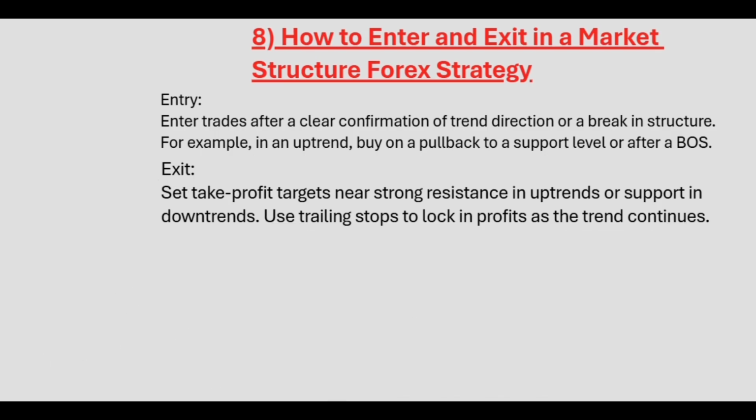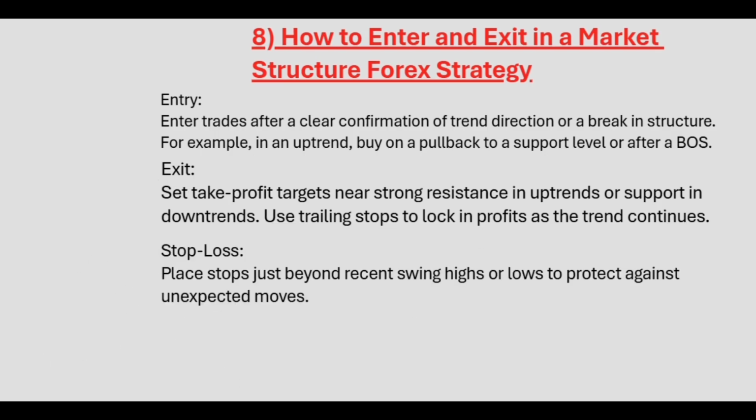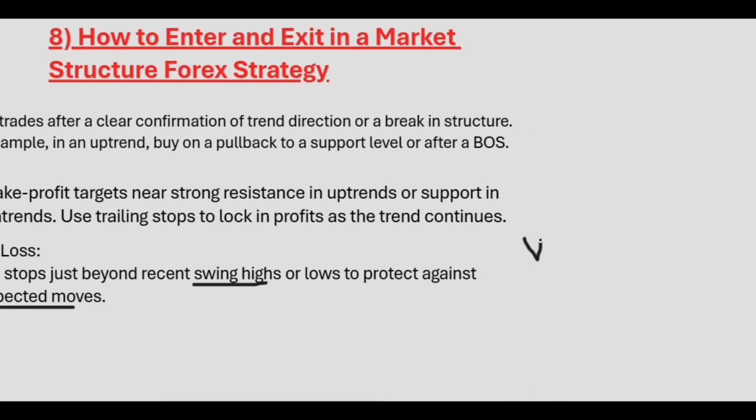Let us look at how to place a stop loss. We can place our stop loss just beyond recent swing highs or lows to protect against unexpected moves. Let's say we are on an uptrend move and we decide to buy after this break of structure. We buy after this break of structure. We will put our stop loss at this swing low. As the price continues going up, we will put our trailing stop loss below this. Okay. Now let us look at example trading scenarios on a real chart.